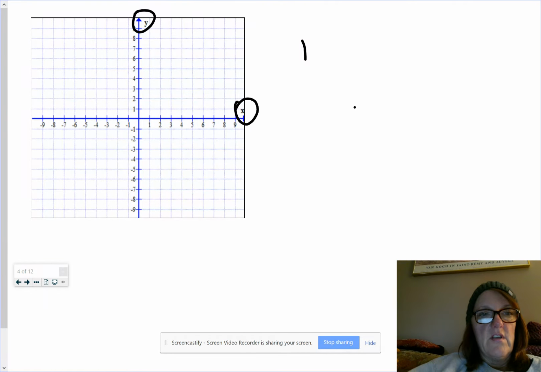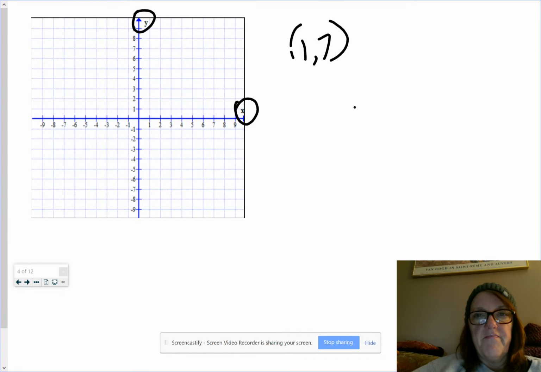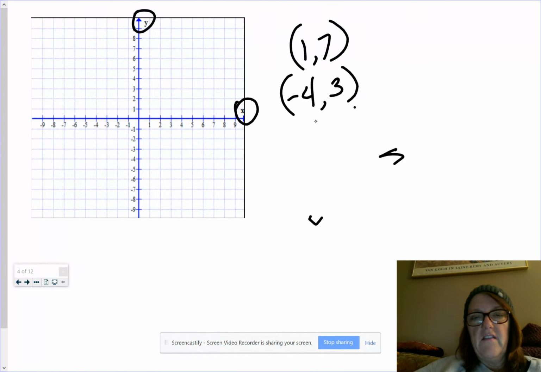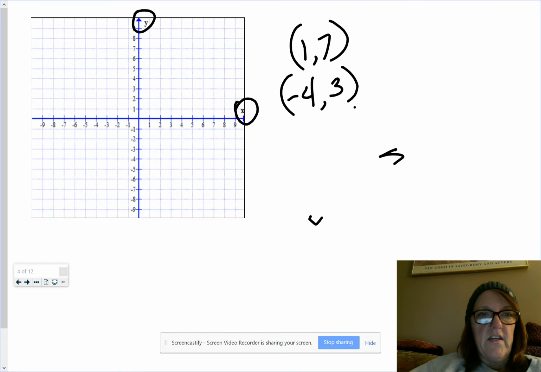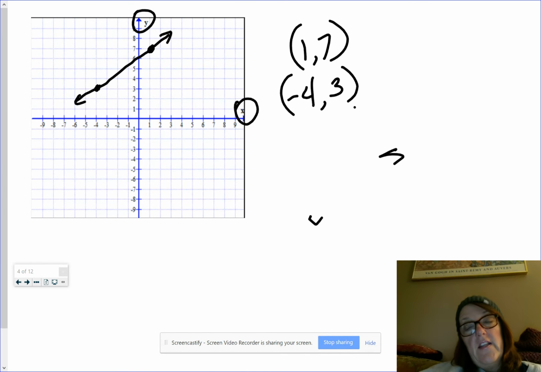Let's choose something like (1, 7), and let's say something like (-4, 3), or something like that. Okay, so I'll get those plotted in there. Here's (1, 7), here's (-4, 3). All right, and then go ahead and sketch a line segment. Okay, you can even extend beyond those. Now, let's take a look at this here.